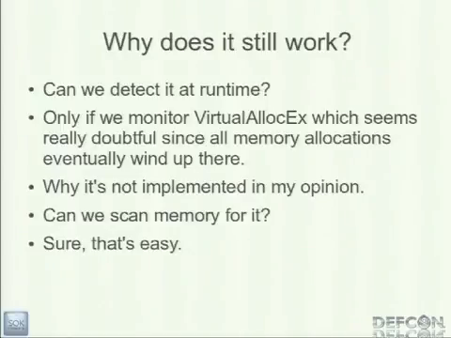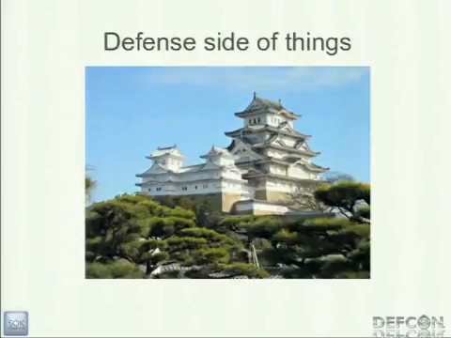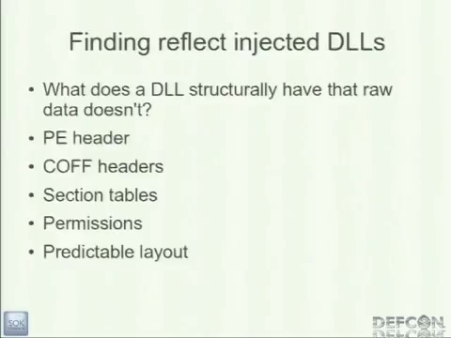Yes, we can scan memory for it. So from the defensive side of things, to find reflectively injected DLLs, we could look for executable space and then walk backwards for that and look for PE headers. If they started finding ways around that, we could start looking for something that looks like COFF signatures. Section tables are technically part of the PE header.